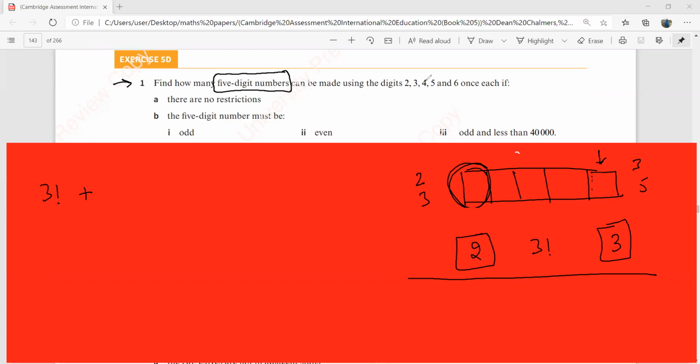Very good. You are playing great. So you fixed 5 here, and now you have two options. You can have either 2 or 3 over here because you want a number which is less than 40,000. So now you have 2p1 times 3 factorial, or 3p3, that means the same, and then 1p1, because 5 is fixed here and there are two options. That is why you have 2p1 times 3p3. So you add them together. This will give you the number of 5-digit numbers which are less than 40,000, and they are all odd.